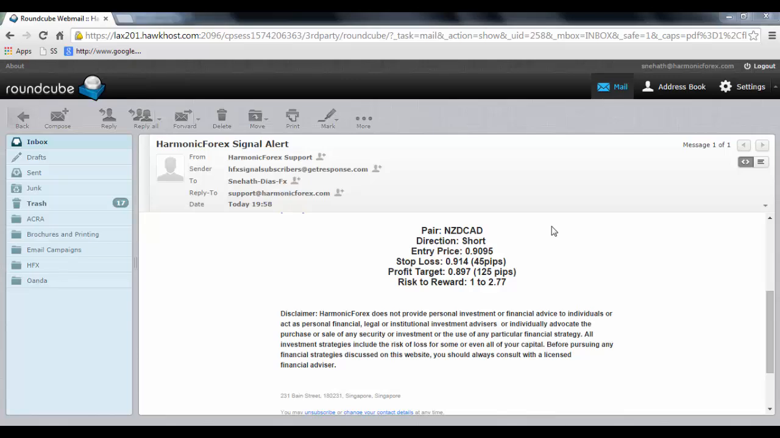So let's take a look at the pair first. So this is the pair that we're looking to trade. It is pitting the New Zealand dollar against the Canadian dollar. So at HarmonicForex, we trade about 25 different pairs, and they could be sometimes quite familiar to you. It could be something like this, which we call an exotic pair. But to us, we really don't look at the economic side of it. We are just looking at harmonic structures, and that's why we are confidently able to take a trade like this.